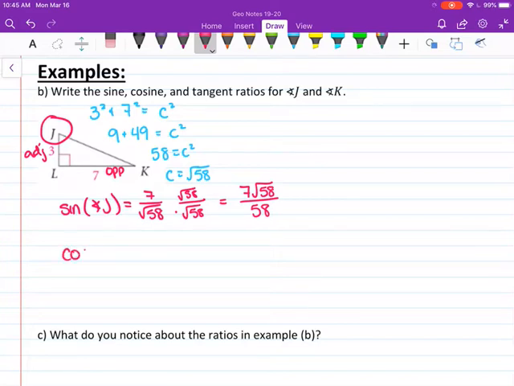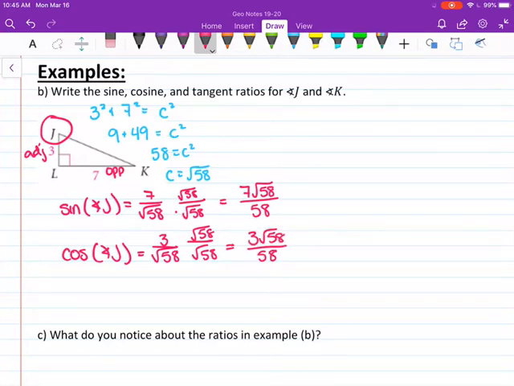And then cosine of angle J is going to be the adjacent side to angle J, which we said was 3. And then the hypotenuse again is on the denominator. Multiply top and bottom by that square root of 58. And I get that the cosine is 3 root 58 over 58. And then our last ratio for angle J is tangent of angle J, which is going to be opposite, so 7, over the adjacent, 3. And there's nothing we can do with that.